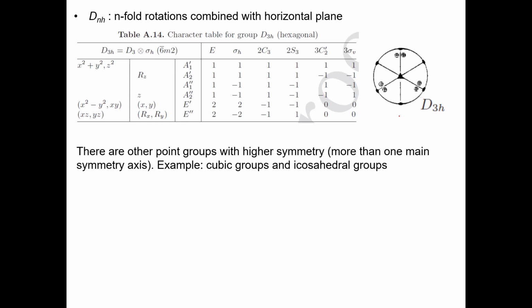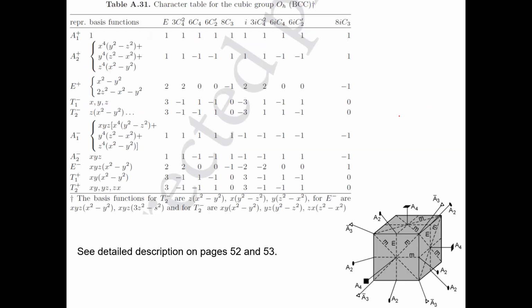So besides these groups, there are other groups with higher symmetry in which you have more than one main symmetry axis. For instance, the cubic group. In the cubic system, you have X, Y, and Z high symmetry rotation axes and many other rotation axes. You can find those character tables in the book as well. For instance, this is a character table for group Oh. Group Oh is the most symmetric group of the cubic system.